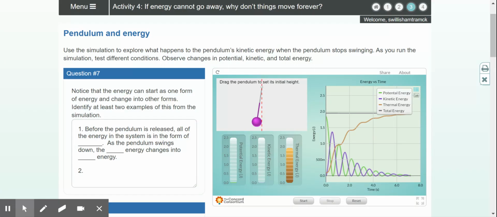Let's look at the questions. Question 7 asks you to identify two examples of energy changing from one form to another. Listed in the box below are a couple of suggestions for how to start with your first example, noticing before the pendulum is released all the energy is in what form, and then as it begins to move, what form does that energy change into? The second example is up to you.